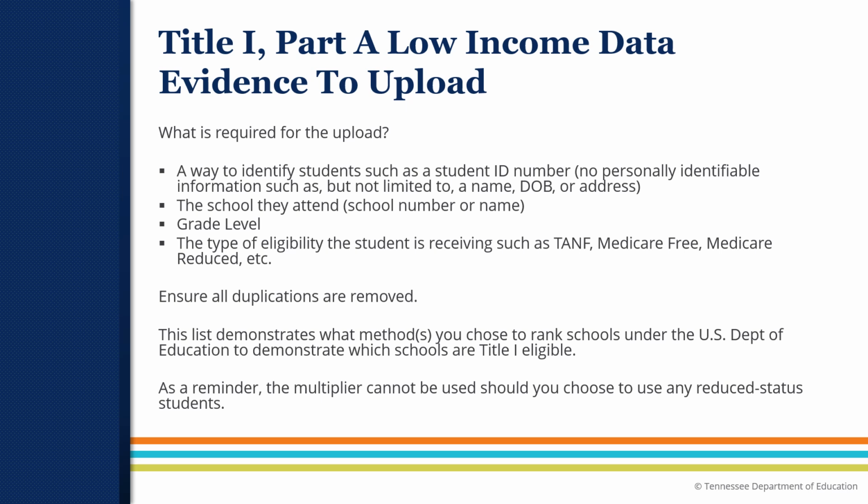And just as a reminder, if you use any reduced status, even if you're using the direct cert list that has Medicaid Reduced, if you choose to use Medicaid Reduced, you cannot use the multiplier.